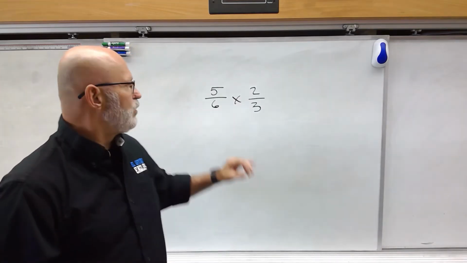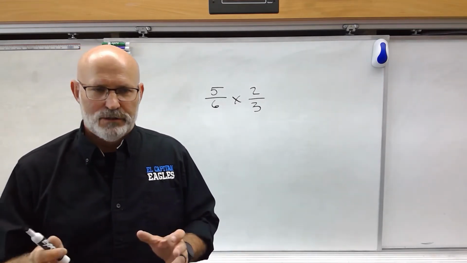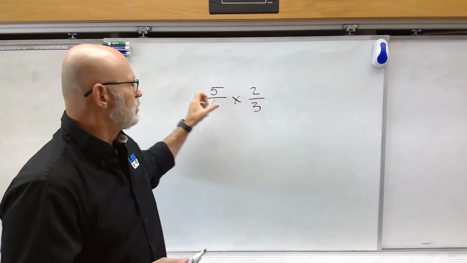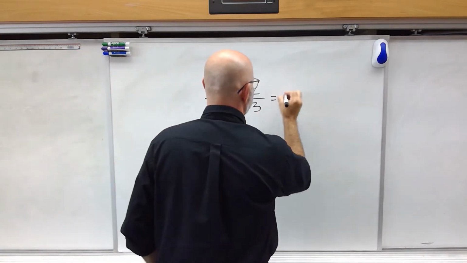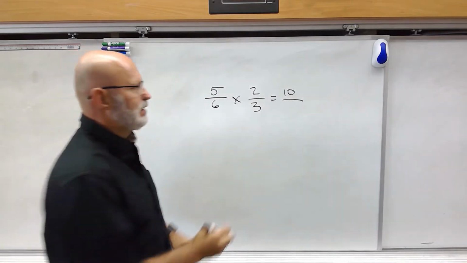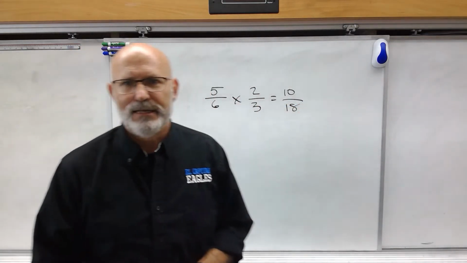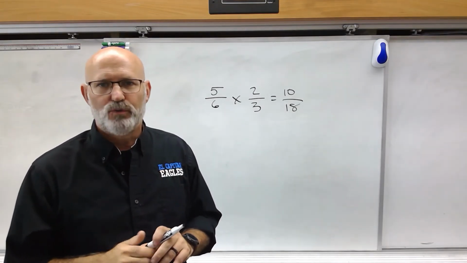Okay, so now we've got our first problem. We're multiplying 5/6 by 2/3. So when we multiply, we just multiply straight across. So 5 times 2 is 10. And 6 times 3 is 18. Now we've got 10/18. Now, like I tell my students, always reduce.